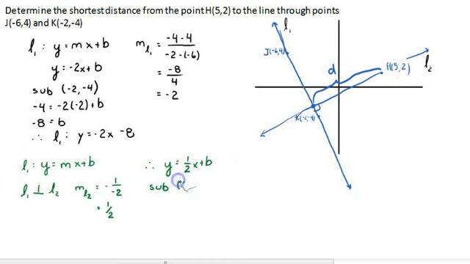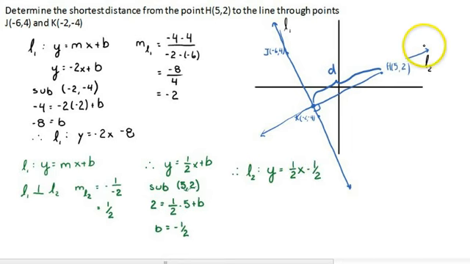So I'm going to sub 5, 2 into that equation to solve for b. So 2 is equal to 1/2 times 5 plus b, and I end up with b is equal to -1/2. So therefore, line 2 is the equation y equals 1/2 x minus 1/2. And if I look at this, yes, the slope is positive. Yes, it intercepts below the x-axis, which, again, this is a sketch.